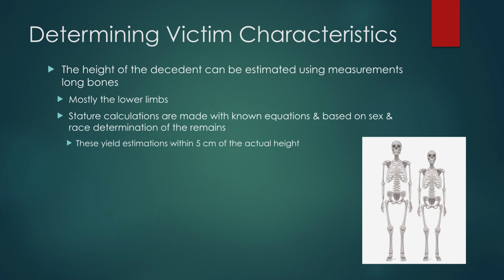Another area that they can determine is the height of the decedent. This is estimated by using measurements of long bones, mostly in the lower limbs, so your femur and so on. The stature calculations are made with a known equation, and then based on sex and race, it helps to determine the height of that individual. Typically, these calculations can estimate within 5 centimeters of the actual height of the individual.